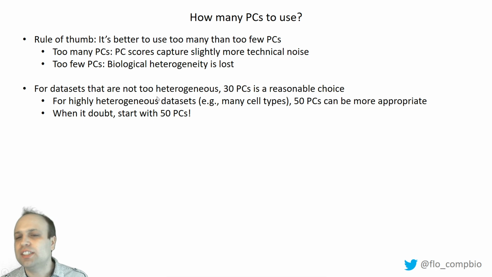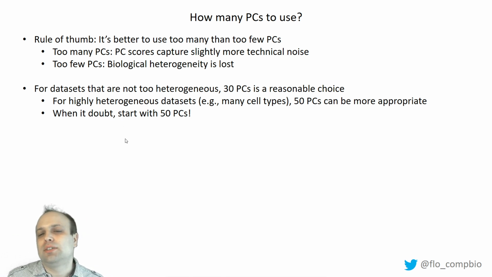For data sets that aren't too heterogeneous, that don't have too many cell types, I think 30 principal components is a reasonable choice. When you have a lot of cell types, I'm not talking hundreds, I'm talking maybe a few dozen or so, let's say more than 20 cell types, then maybe you should use 50 principal components. And if you're not sure, just start with 50 principal components.